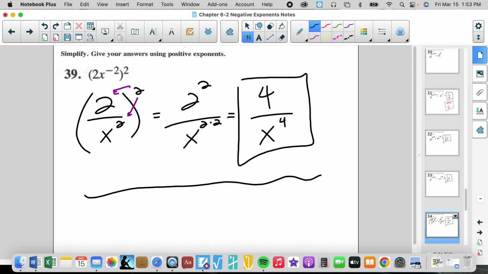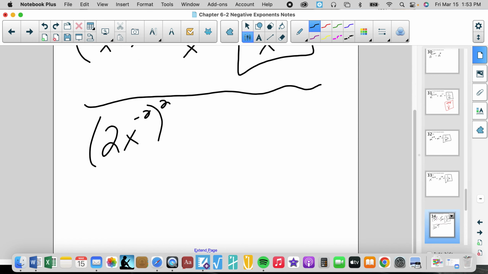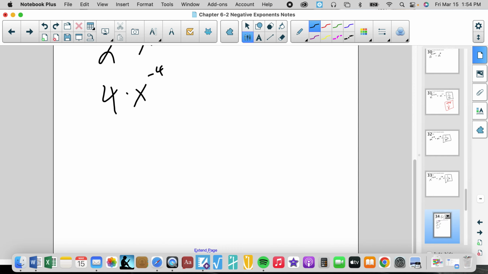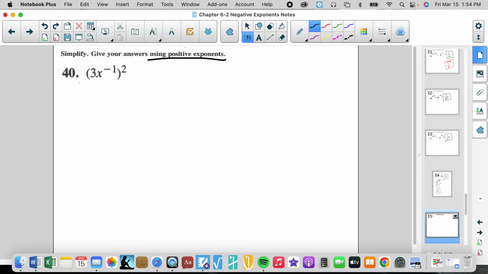Now, the other way we could have done this is 2x to the negative second to the second. We could have just distributed this 2 into each of the terms. And that gives us 2 to the second times x to the negative 2 times 2, which is 4 times x to the negative 4. And that becomes 4 over x to the fourth, because no negative exponents, using only positive exponents.